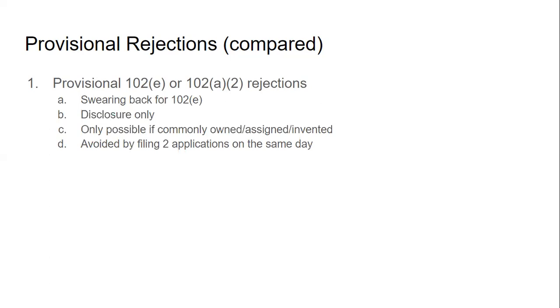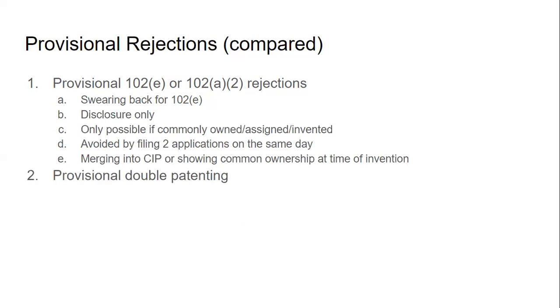And I'm a little bit confused as to what that is saying, but I'm not totally sure. So I would maybe read on that a little bit further. But that is just what some things I've read have said, that it can be avoided by filing two applications on the same day. But then I guess in that case, they wouldn't be able to be used as art against each other in that regard. It could also be overcome by merging into a continuation-in-part or showing common ownership at the time of invention. Provisional double patenting can be a non-statutory obviousness overcome with terminal disclaimer.